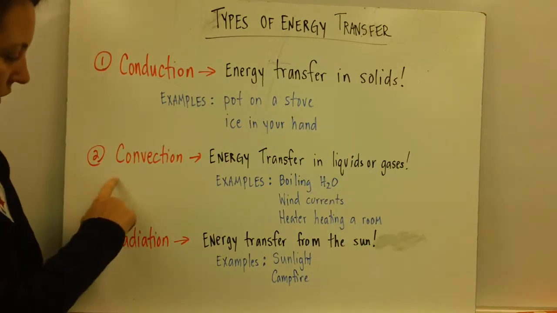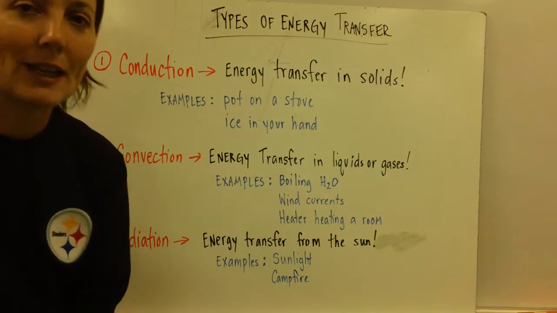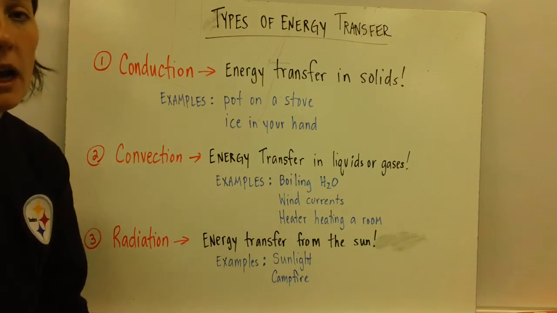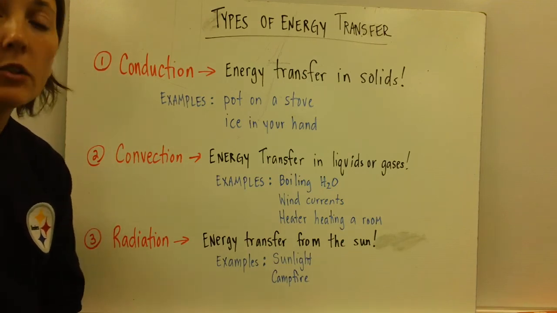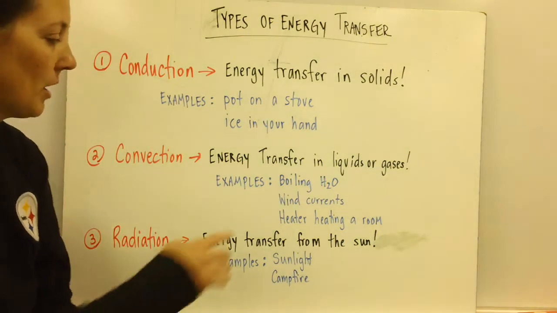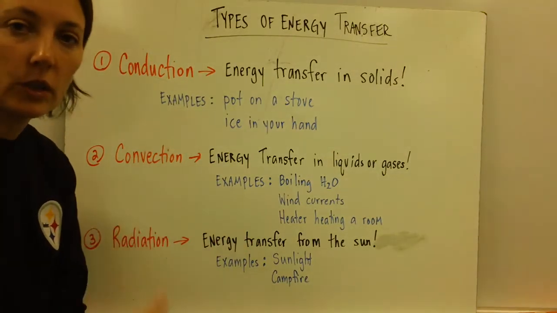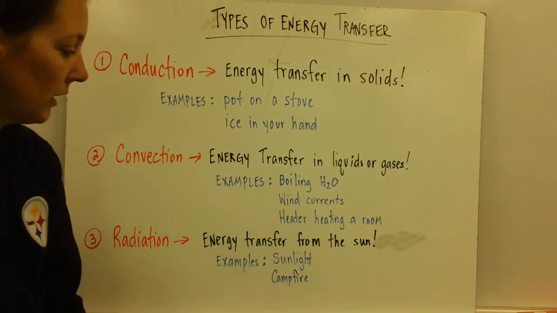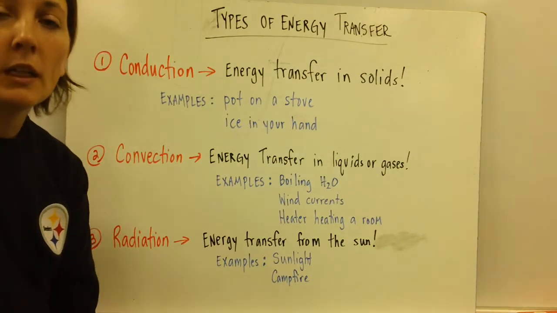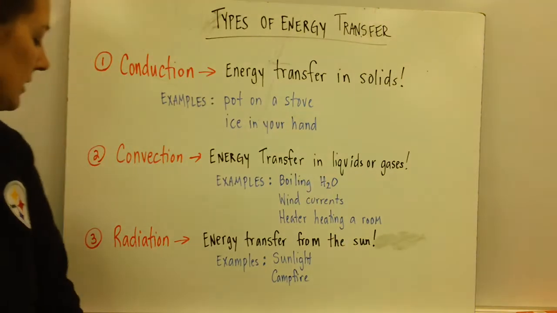The second kind of energy transfer is called convection. All right, this is energy transfer in liquids and gases. Some examples: boiling water. Okay, the water starts to gain energy and the liquid will start to heat from the bottom to the top. That's an example of convection. All right, wind currents, the constant circulating of warm and cool air would be an example. Or if I have a heater in my classroom and it's heating up the room, it's actually circulating warm air through the gases in the room, which is another example.